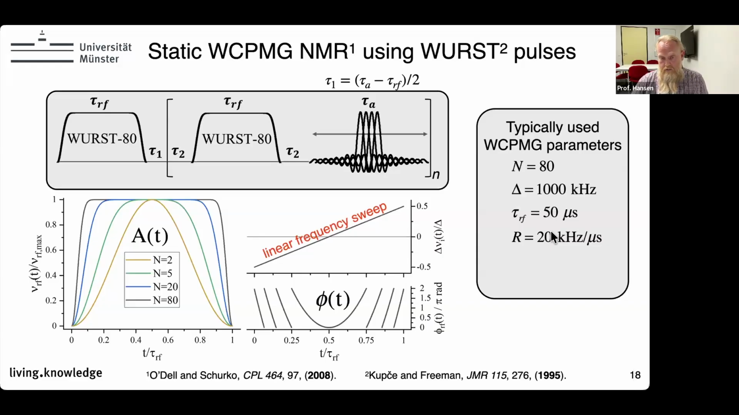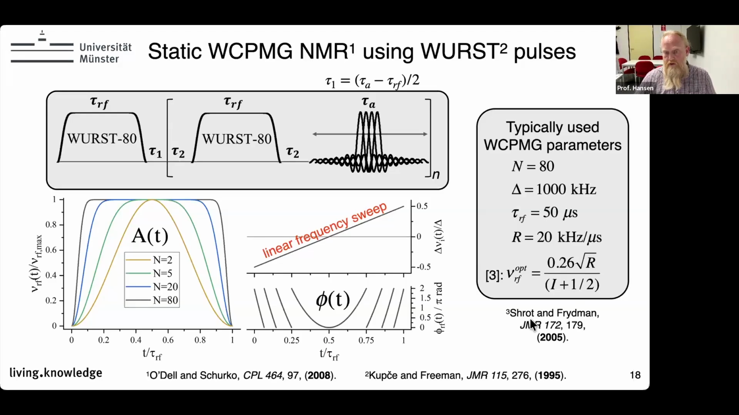The basic idea of using these frequency sweeps, linear sweeps, was also investigated a bit earlier, before Luke and Rob looked at this, by Schwartz and Ludwig Friedman. And they gave this optimal condition for excitation: 0.26 times the square root of the rate. And this is then the rate, which you just get by dividing the bandwidth by the pulse duration.